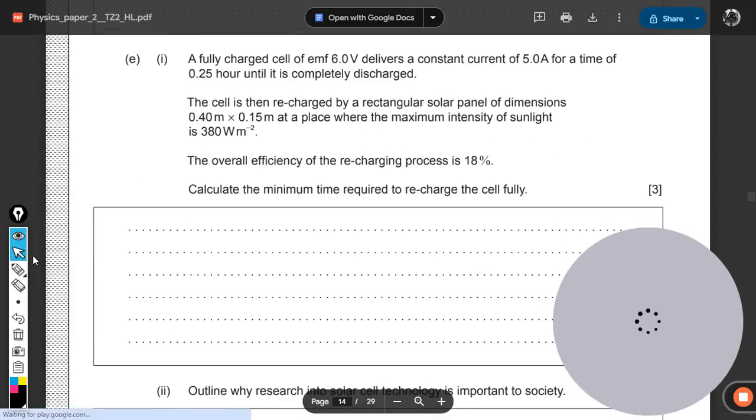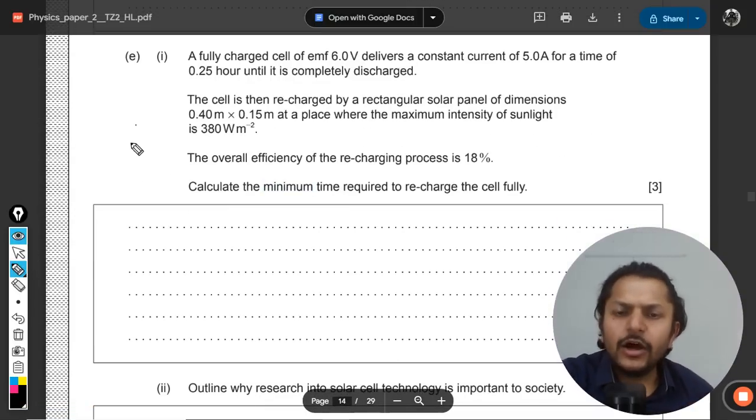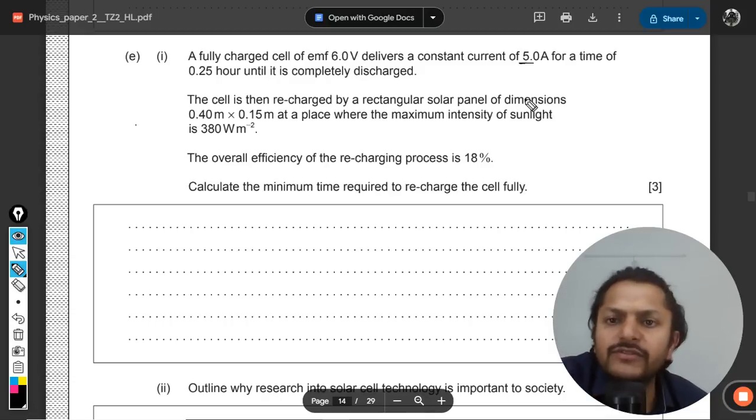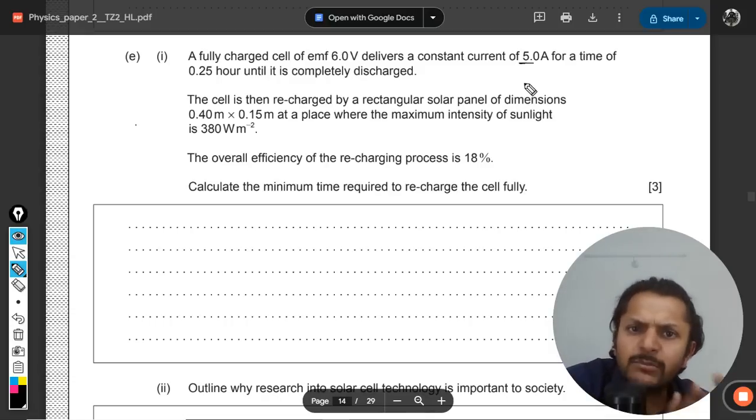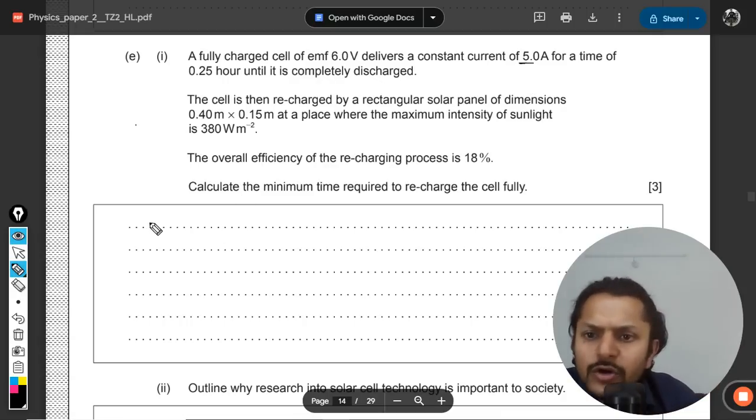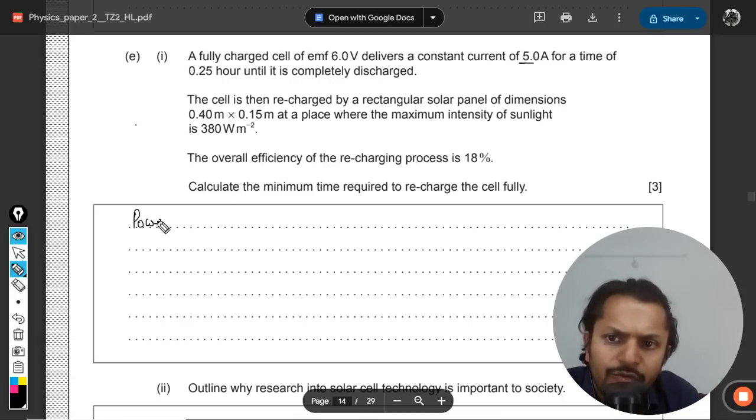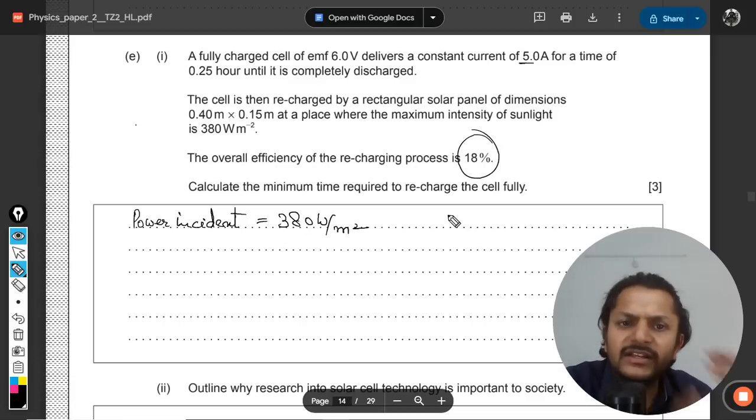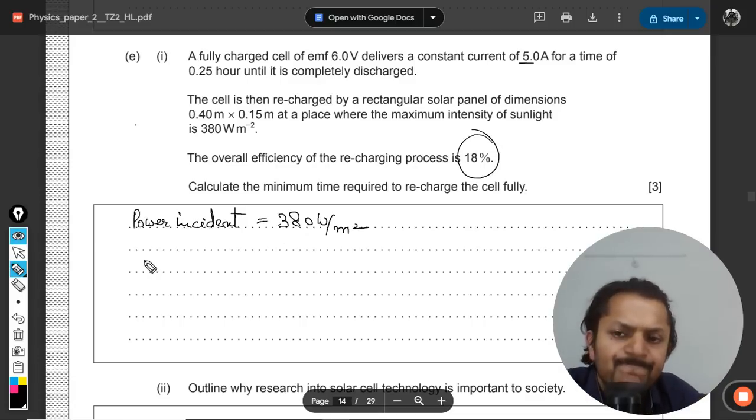Now, V1. A fully charged cell of EMF 6 volt delivers a constant current of 5 ampere for a time of 0.25 hour until it is completely discharged. The cell is then recharged by a rectangular solar panel. Dimensions are given, where maximum intensity of sunlight is 380. Overall efficiency is 18%. So, first of all, what is the power incident? That is given by 380 watt per meter square, but out of this only 18% is usable, other is wasted.